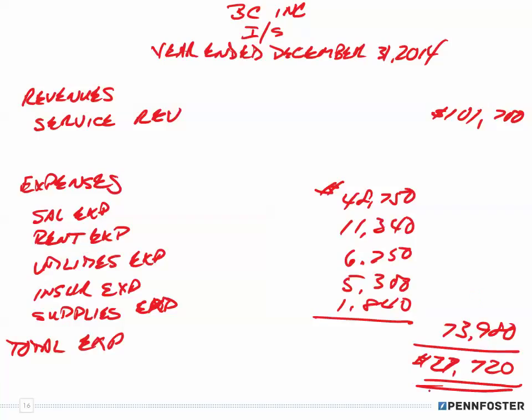Okay, so at this point in time, I have $27,720 for our income statement. And I'm actually going to stop right now. I was thinking about doing the statement of retained earnings in this video, but I'm going to stop and pick that one up in the next video and see if we can't do the retained earnings and the balance sheet all in the same video, but we'll see.